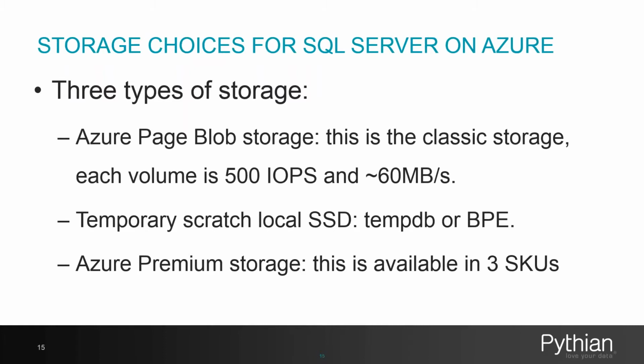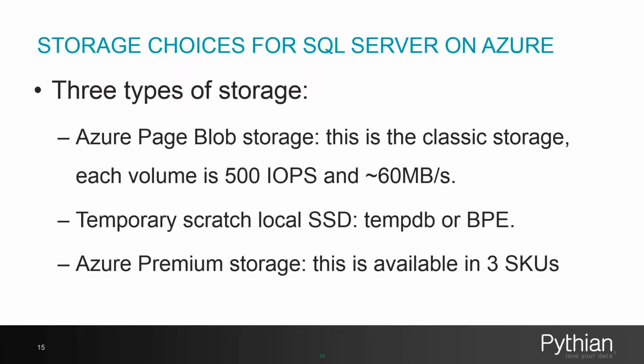Let's talk about the storage choices for SQL Server on Azure. There are three types of storage. The first one is Azure Page Blob Storage. This was the initial classic storage that infrastructure on Azure debuted with, and each volume is 500 IOPS and about 60 megs per second. This was not the easiest thing to work with for high-performance SQL servers.